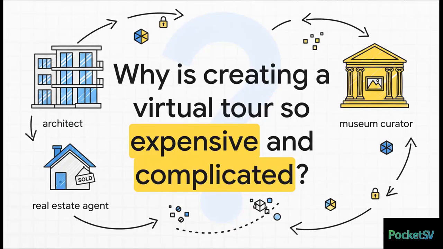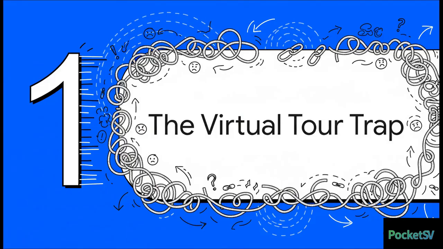So that brings us right to the main question. If you're an architect, a real estate agent, maybe a museum curator, why is it so ridiculously hard to create and, more importantly, to actually own a digital version of a physical space? This is the core problem we're diving into today. You know, it all really comes down to what we're calling the virtual tour trap. We're about to break down these common headaches that have basically defined the market for years, and it's something I bet a lot of you professionals out there have felt every single day.